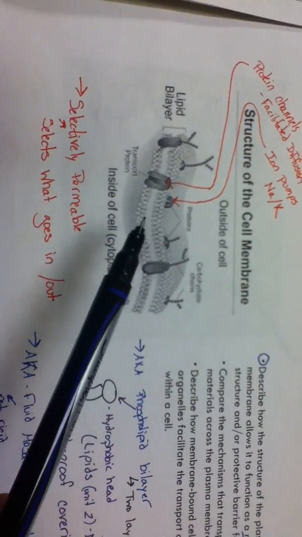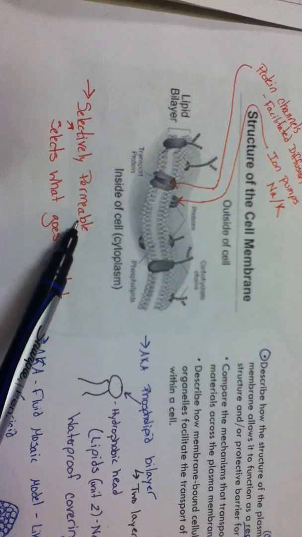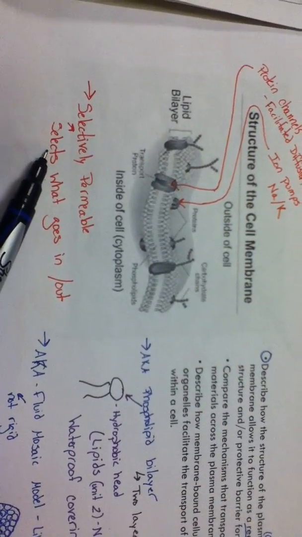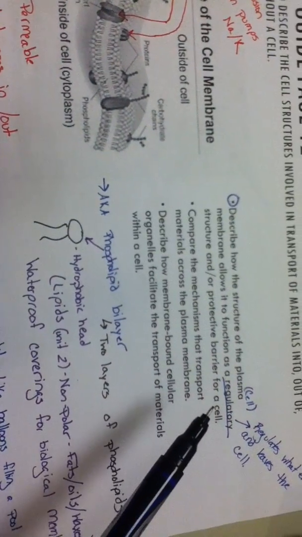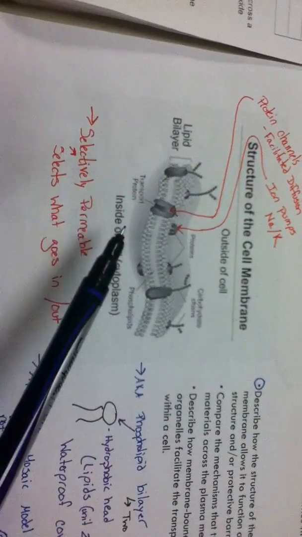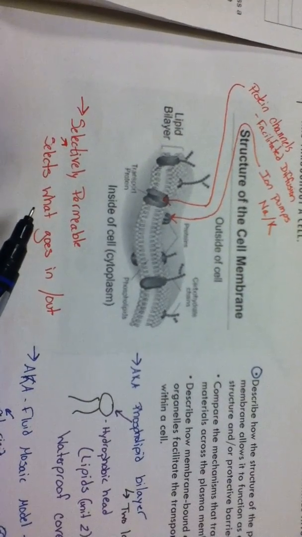When we describe the cell membrane, we say that it is selectively permeable, meaning the cell membrane selects what can go in and what can go out. So it's a regulatory structure. It regulates what enters and leaves because it's selectively permeable.